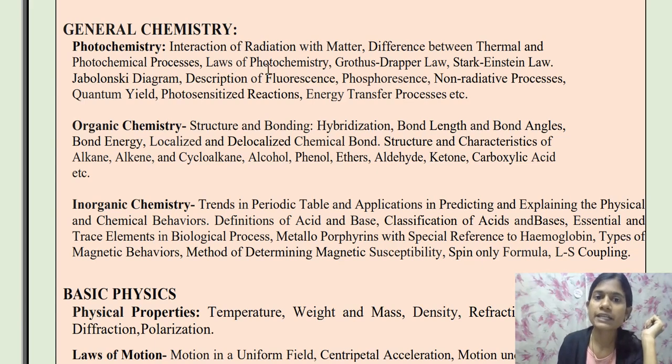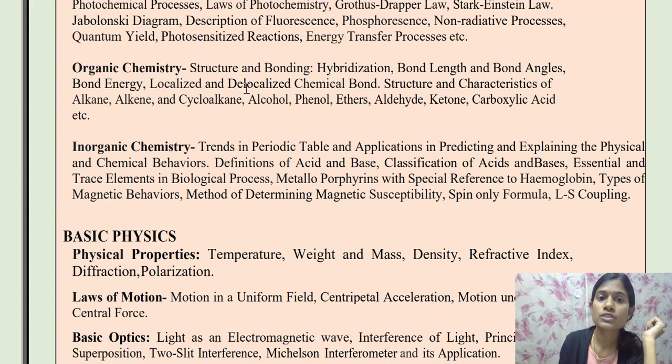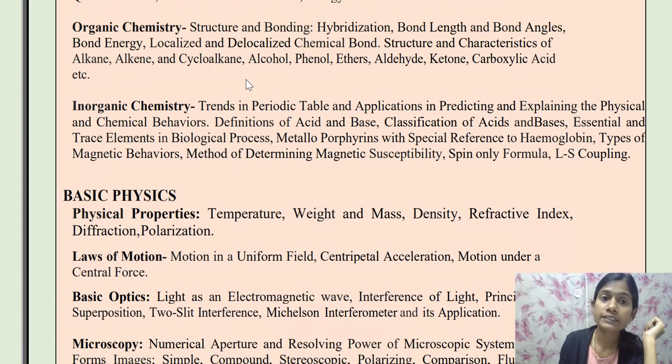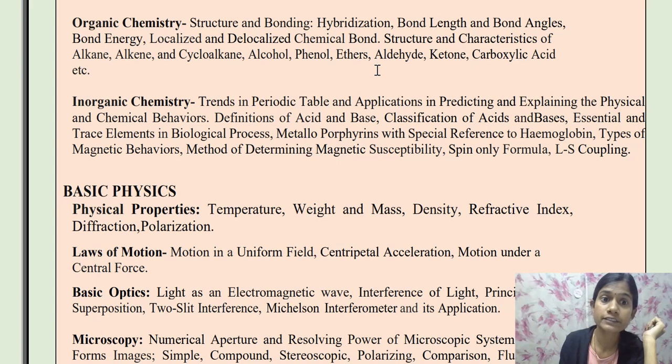So photochemistry: interaction of radiation with matter, difference between thermal and photochemical processes, laws of photochemistry, Grotthus-Draper law, Stark-Einstein law, Jablonski diagram, description of fluorescence, phosphorescence, non-radiative processes, quantum yield, photosensitized reactions, energy transfer processes, etc. Next, organic chemistry includes structure and bonding, hybridization, bond length and bond angles, bond energy, localized and delocalized chemical bonds, structure and characteristics of alkanes, alkenes and cycloalkanes, alcohols, phenols, ethers, aldehydes, ketones, carboxylic acids, etc.